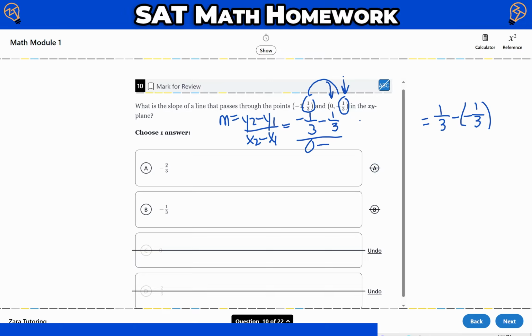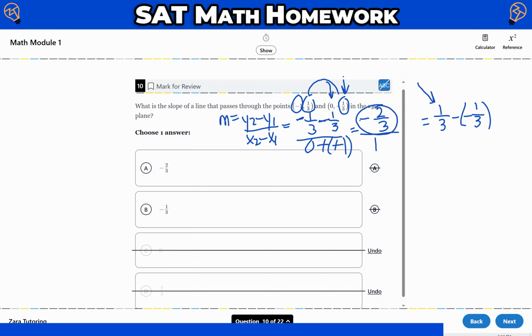So 0 minus -1. So negative means they're going to stay negative. I get -2/3. You could use your calculator if you want. This becomes a plus, it's over 1. Well, anything over 1 is still its original value, so you get -2/3.